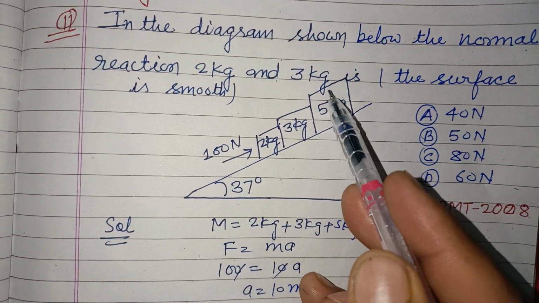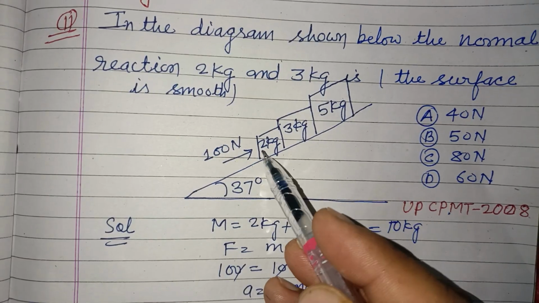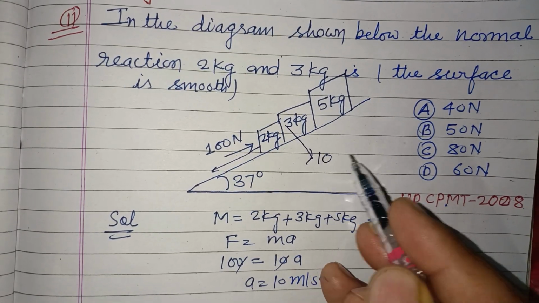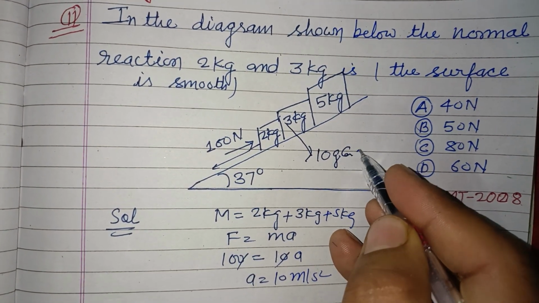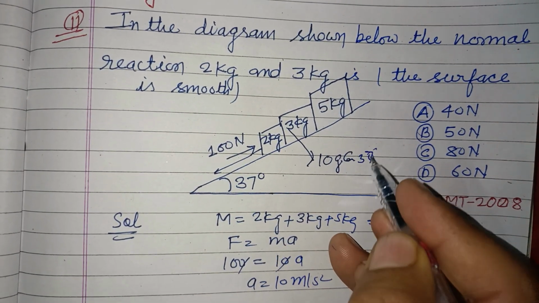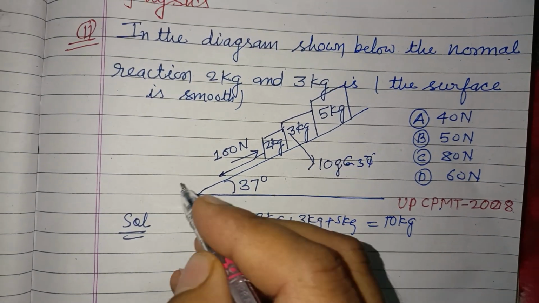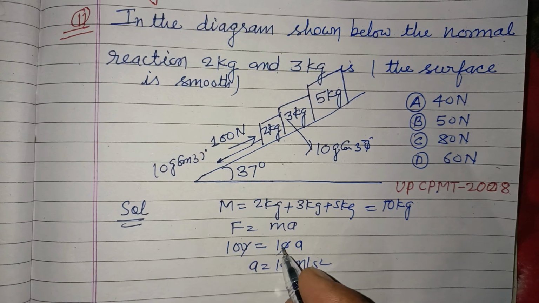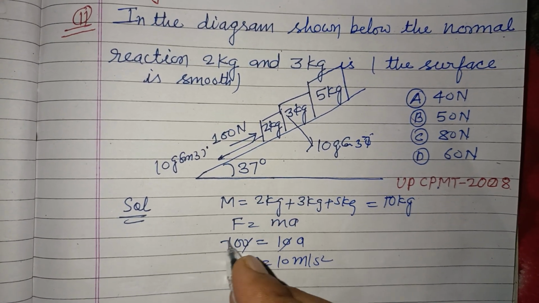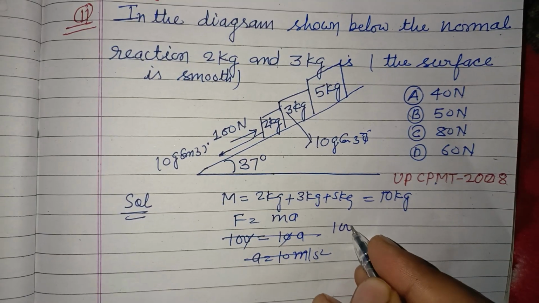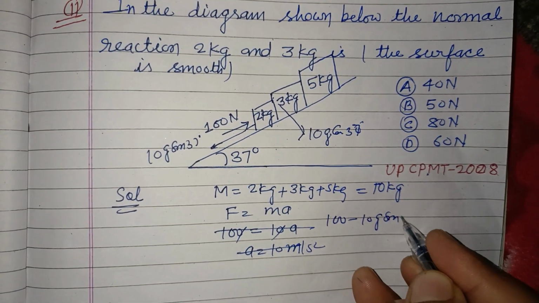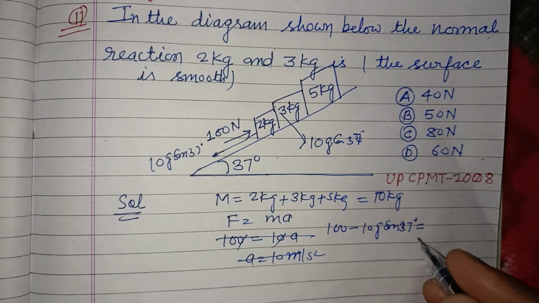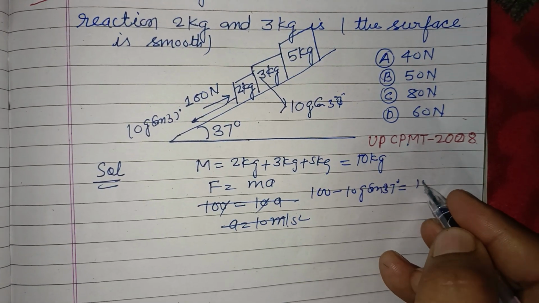But here the total mass of the system is working in downward direction. Let this be 10 g cos 37, and in the downward direction of the plane is 10 g sin 37. So we remove this. Here 100 minus 10 g sin 37 is the resultant force acting on the system, and that is equal to ma. M is 10 into a.